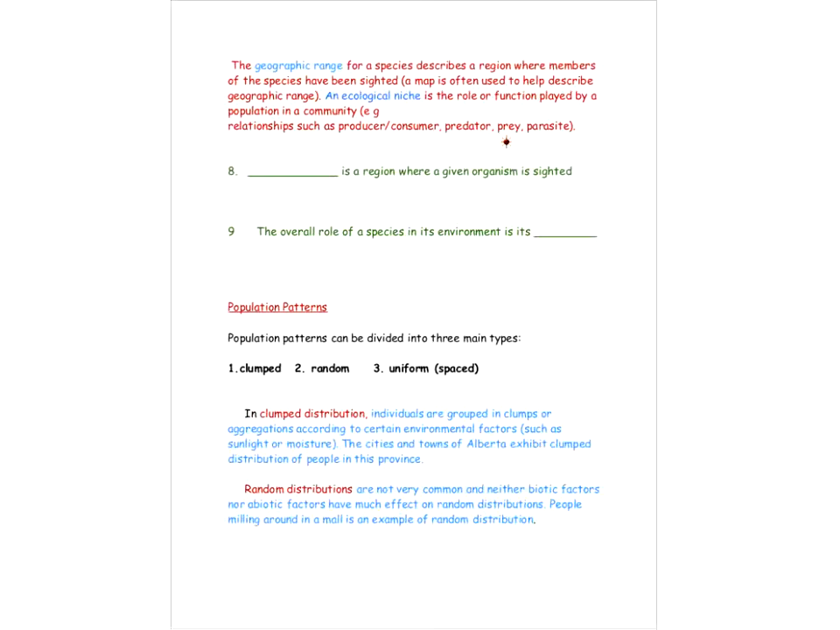But usually when you talk about the niche, it goes into a whole range of different things. It's like, what creatures does this creature eat? Who does it get eaten by? Where does it live? Well, mind you, that's kind of habitat, but it figures into the whole niche. There's a whole bunch of different things that go into what the creature's role is in the particular environment it lives in. So that's kind of what its ecological niche is. So for question 8, we would say blank is a region where a given organism is sighted. What would that be?